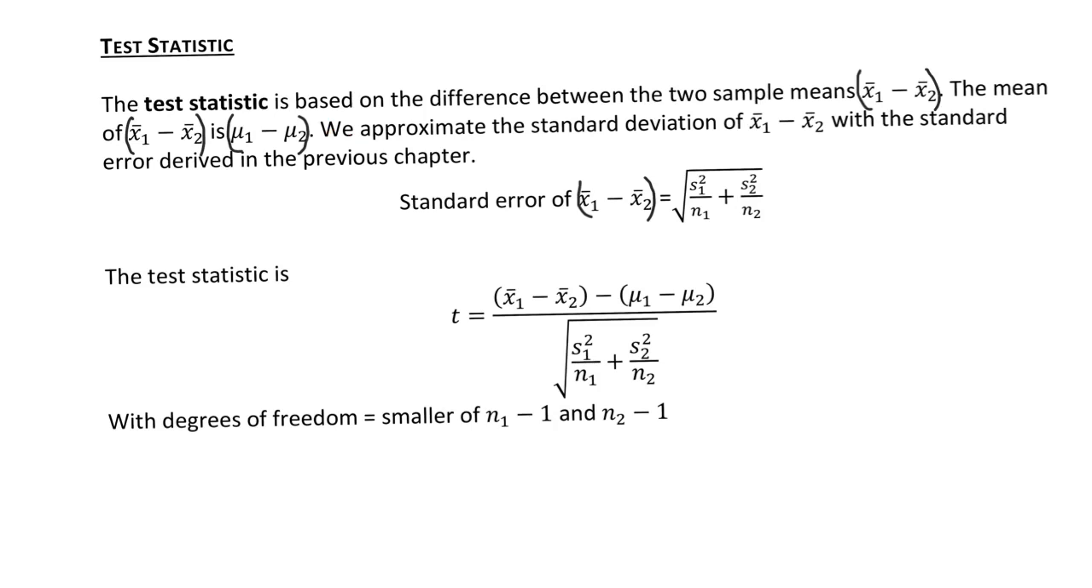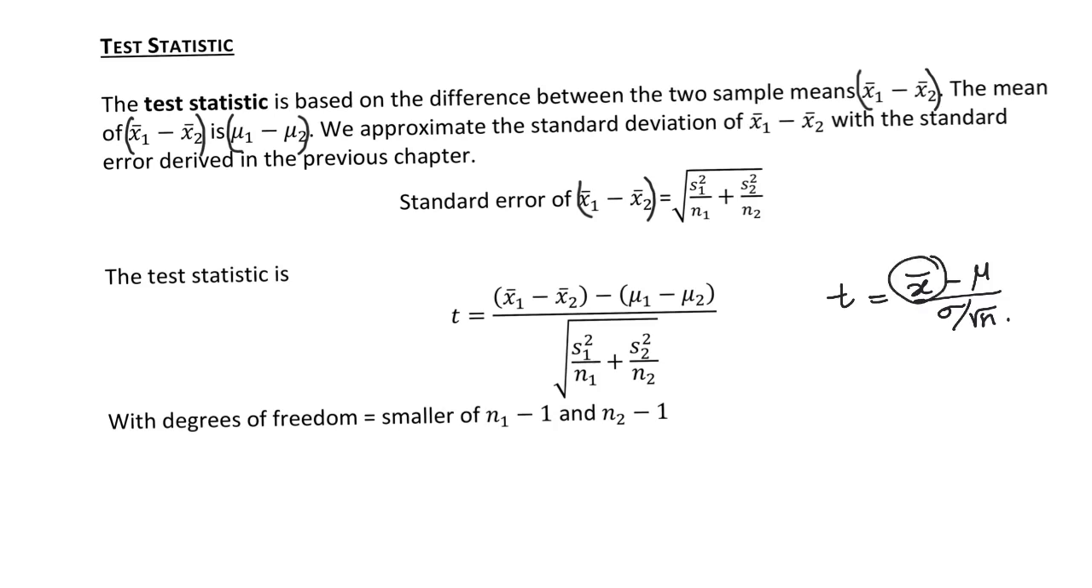Now look at the formula for the test statistic. The test statistic is based on the difference between two sample means, x1 bar minus x2 bar. The mean of x1 bar minus x2 bar is mu1 minus mu2. In chapter 10.1, you learned the standard deviation of the difference between two sample means is the square root of the variance, that is the square root of s1 squared over n1 plus s2 squared over n2. And the test statistic becomes this formula. It is easy to understand this formula. You learned the test statistic is x bar minus mu divided by sigma over square root of n. It is similar to that.